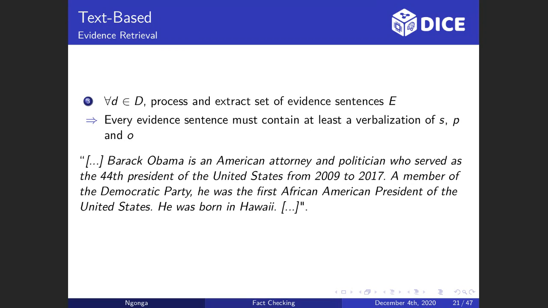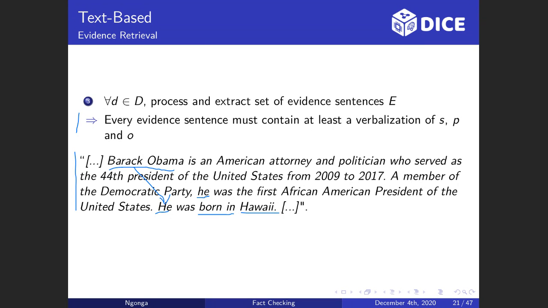What is often used is something like every evidence sentence must contain at least a verbalization of S, P, and O. So if you look at this particular piece of evidence which was retrieved from text, you will see Barack Obama was an American president. So we have Barack Obama here, served as the 44th president of the United States from 2009 to 2017, member of the Democratic Party. So indirectly we have Barack Obama here, was the first African American president of the United States. Again, we have Barack Obama indirectly here, was born in, that's the predicate, Hawaii. But we still need to create this connection, right? So we still need to connect Barack Obama to he.